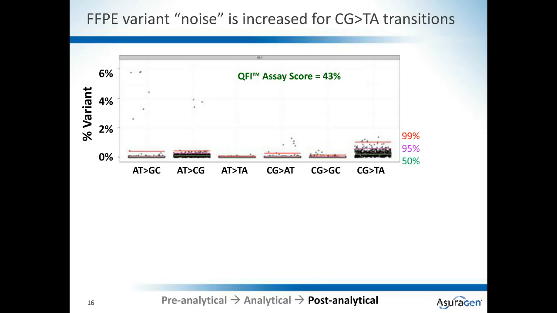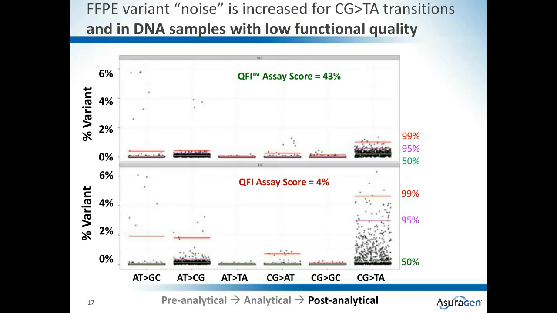If we compare that with a sample that has a 10-fold lower quality, in this case a QFI assay score of 4%, you can see a general trend that's similar among these various hypotheses in terms of their variant background, but now there's an exaggeration, an extreme inflation in the variant backgrounds associated with the CG to TA transition. It's much, much higher.